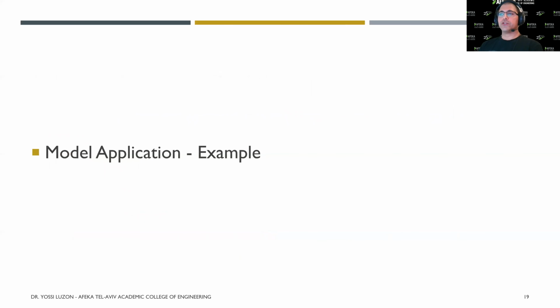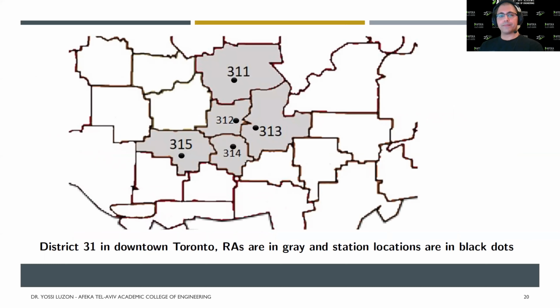Let's see an application of the model. We present that for a single district, District 31, which is in downtown Toronto, and is actually the place where I used to live when I was in my postdoc at U of T. So this is District 31. It has 5 stations, as you can see.